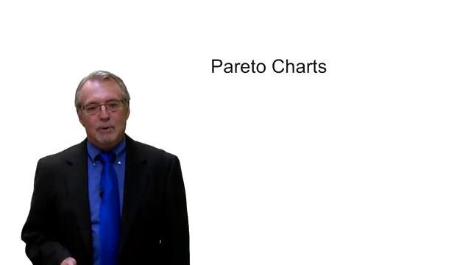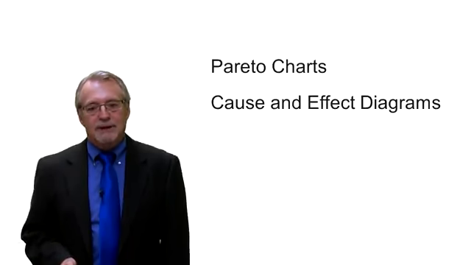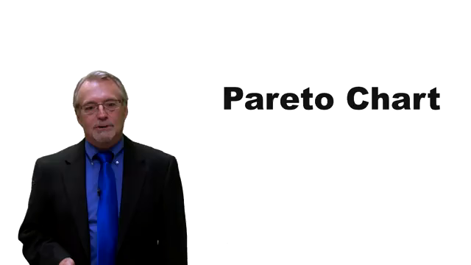In this module, we're going to talk about some tools that actually help us figure out where our problems are, what's causing our problems, and where we should look for solutions. These tools don't show us how to actually decide things, they show us where to focus our efforts. We're going to look at a Pareto chart, cause and effect diagrams, and histograms. First of all, a Pareto chart.